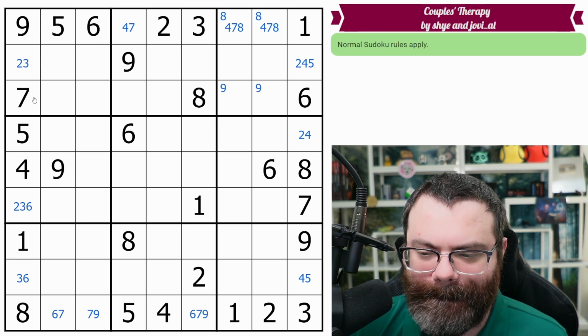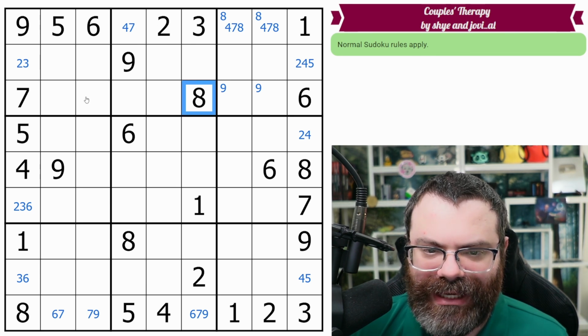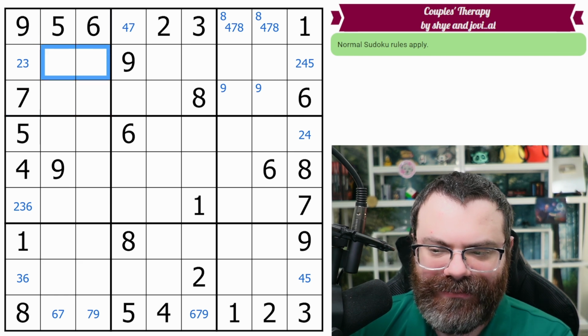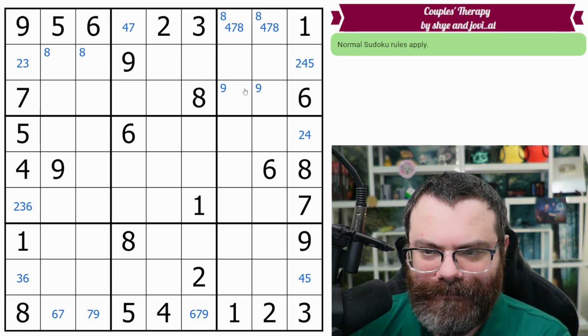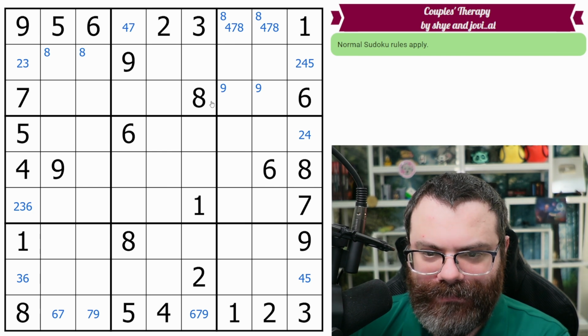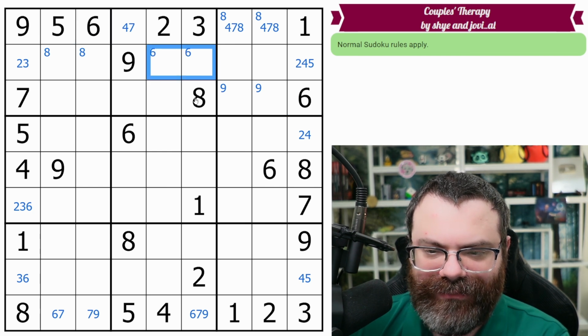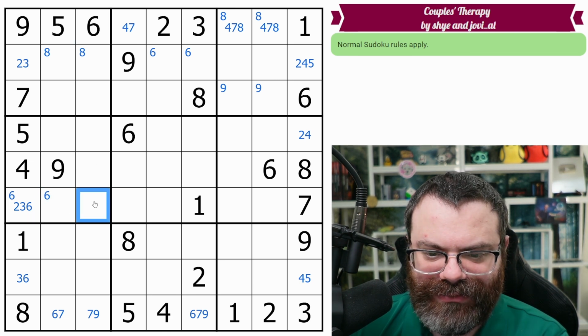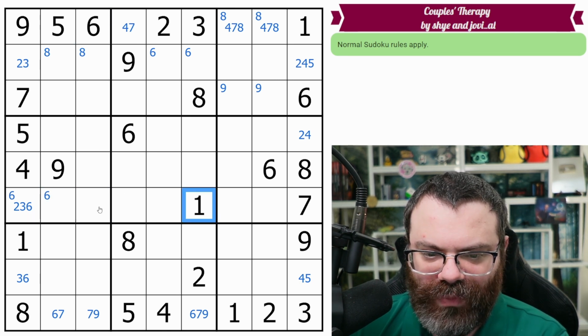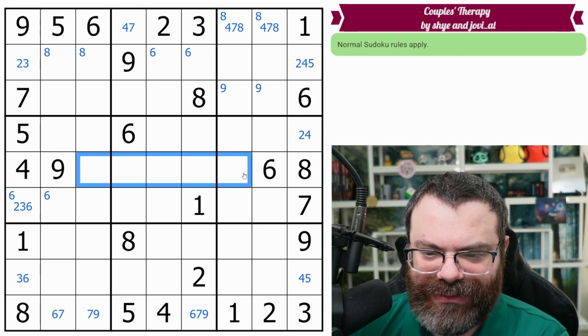9 and 8. So 8 looks into here. It's not up here. So 8's in one of these two. These two 6's look in, giving us a 6 here. These two 6's put 6 in one of these two, along with this one. 1 looking in is not quite good enough. So there's something going on here.